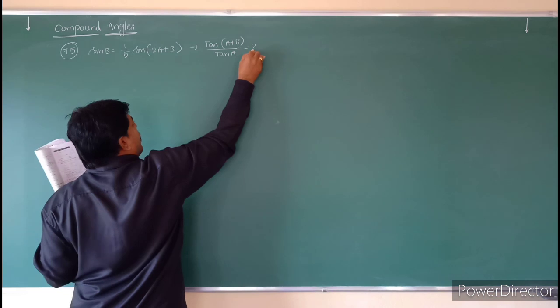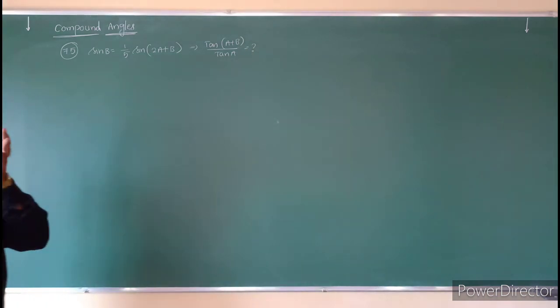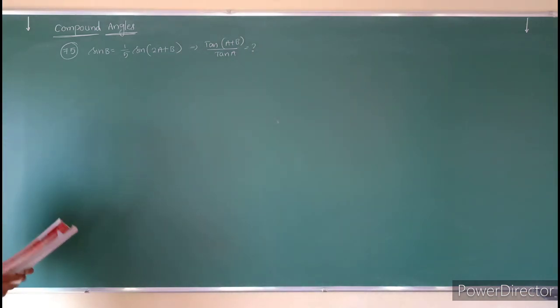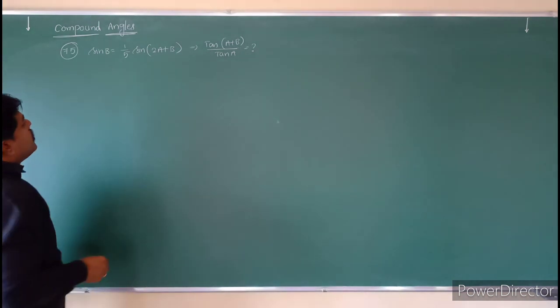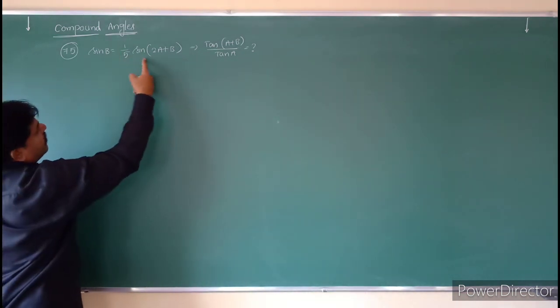Tan of a plus b by tan a, this value they are asking. Okay. So see that question, students, how to solve this question here. So sine b value is 1 by 5 into sine of 2a plus b.